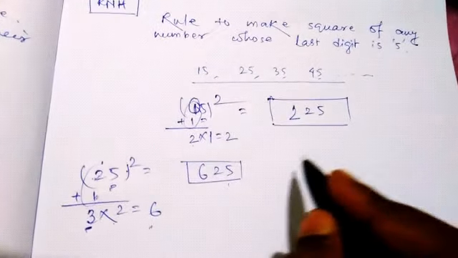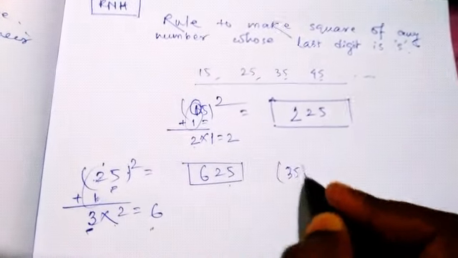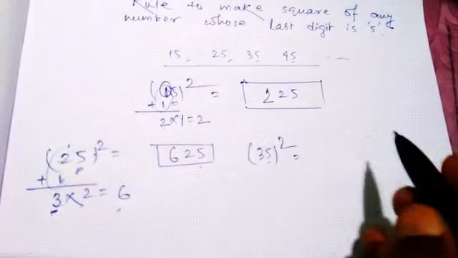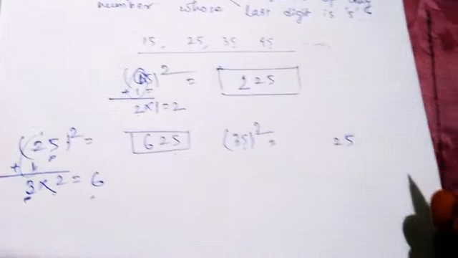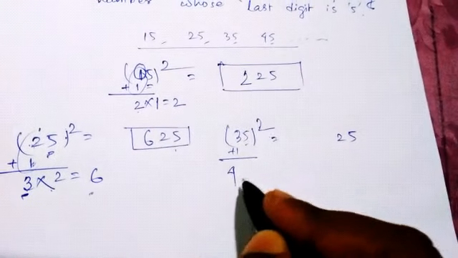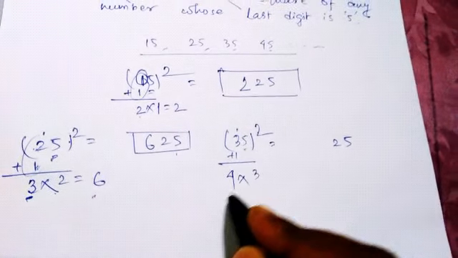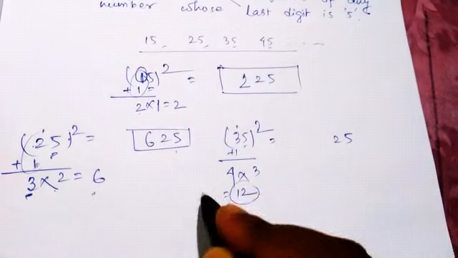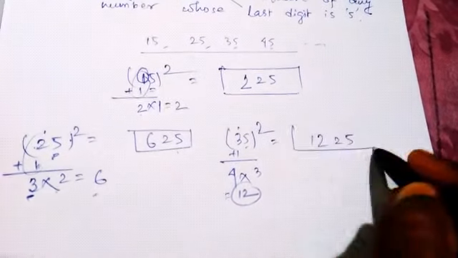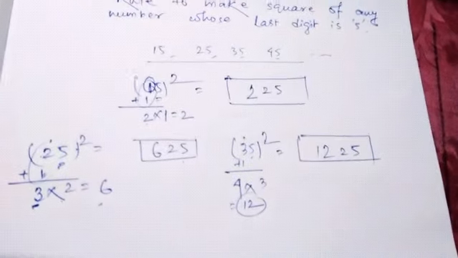Now take the number 35 square. It will be the same process. 5 into 5 will be 25. Now 3 plus 1 will make 4. Now 4 into 3 will be 12. Now put this number 12 in this place. It will be 1225. Easy one.